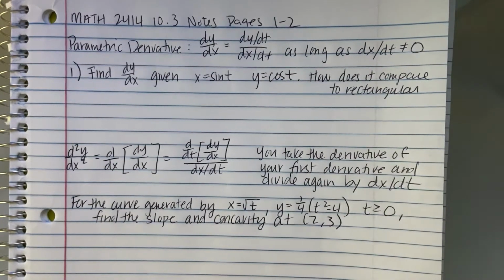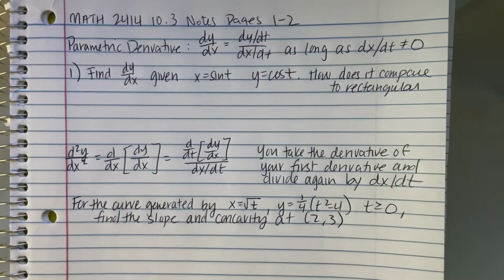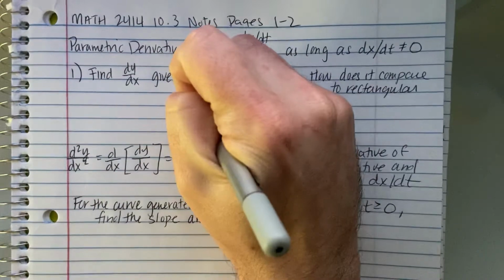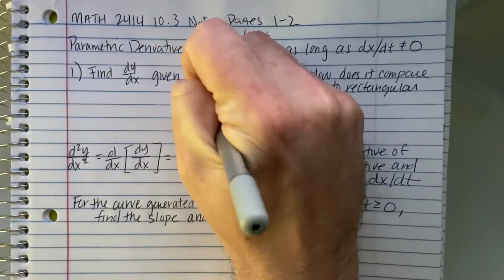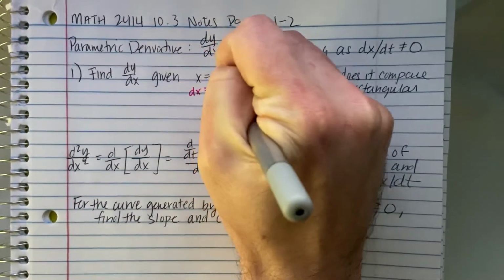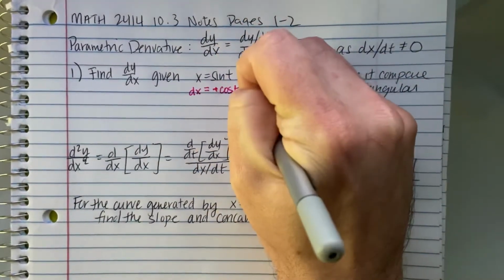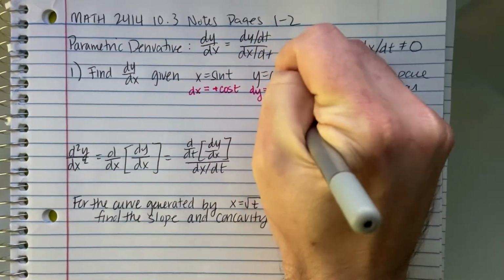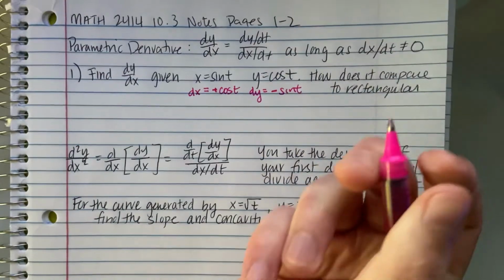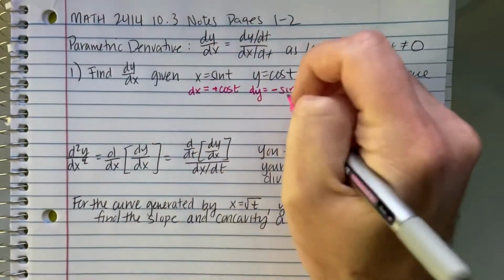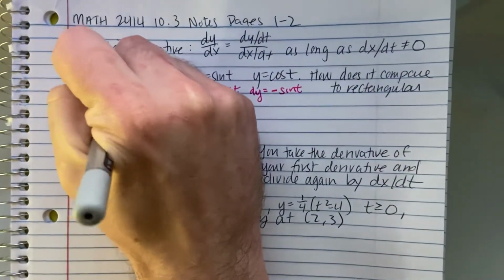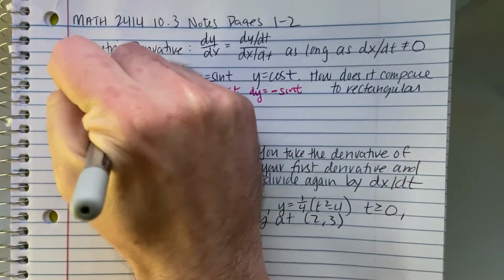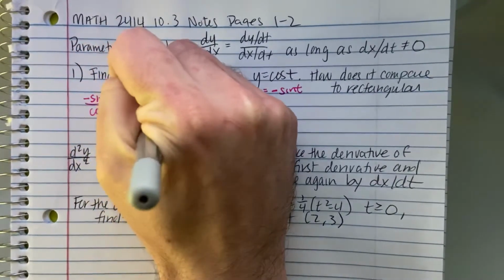Now, find dy dx given x equals sine t and y equals cosine t. Well, if I just take the derivative of x with respect to t, that's positive cosine t. The derivative of y is negative sine t. So what's dy dx? It's just the division of those two, negative sine t over cosine t, or negative tangent t.